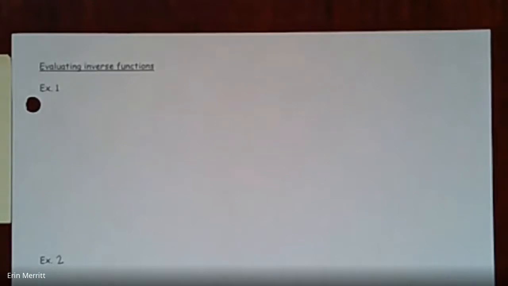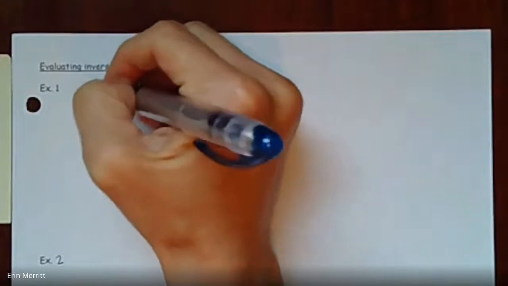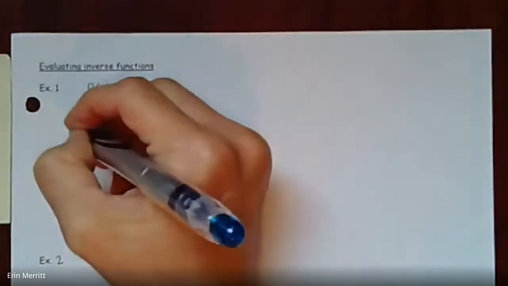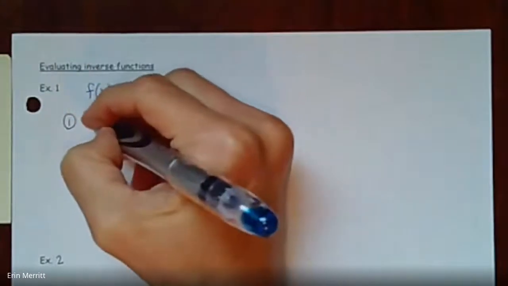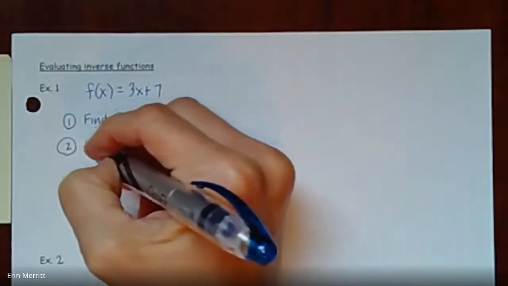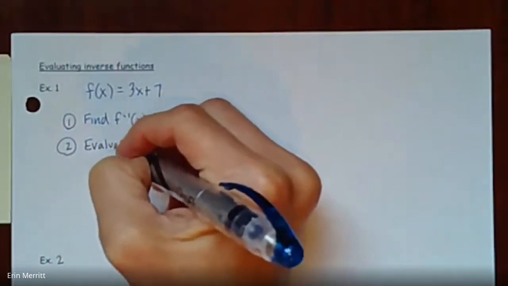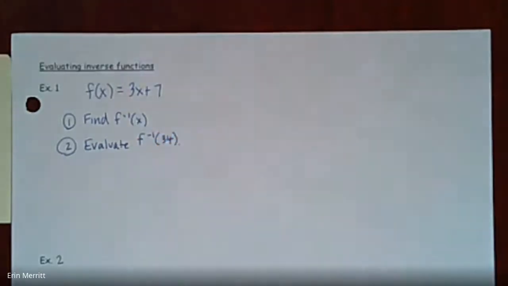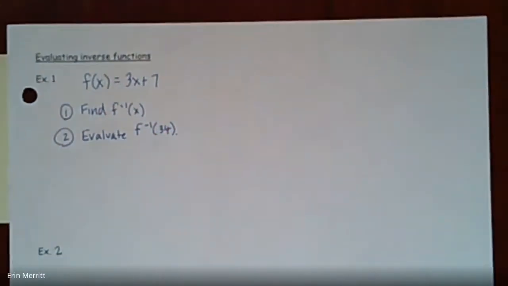To be able to evaluate an inverse function, let me give you an example of what I need. So f of x equals 3x plus 7. I'm going to give you that linear function. First thing I want you to do, I want you to find f inverse, and then I want you to evaluate f inverse of 34. So this is some good practice right here.